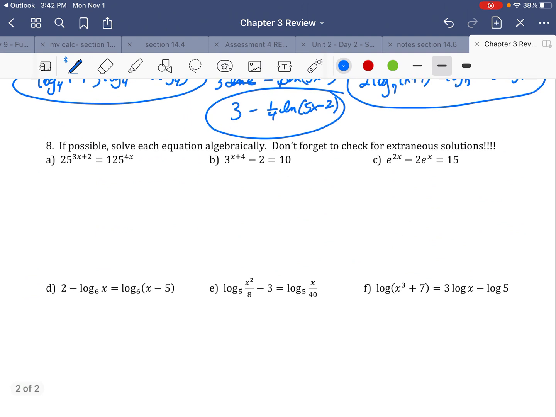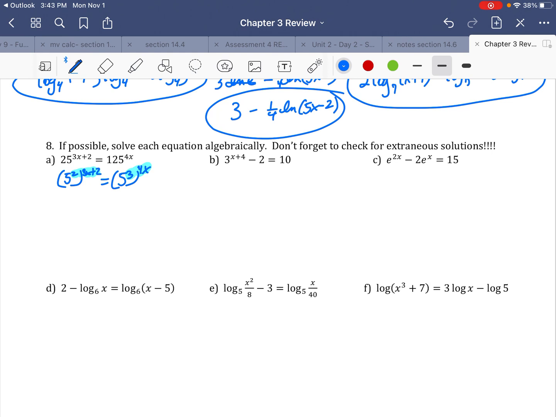All right, now we got some equations to solve. So letter A I can do by just equating the bases. 25 is really 5 squared, and then I have 3x plus 2. 125 is 5 to the third, and then I have a 4x. So I can see here that 2 times 3x plus 2 has to equal 3 times 4x.